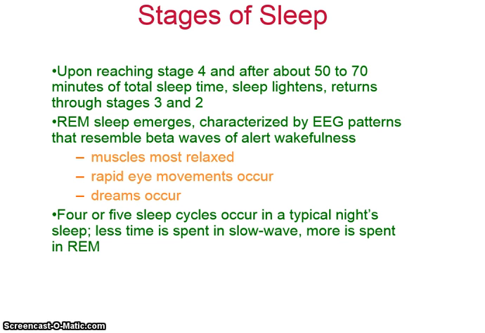So REM sleep emerges and is characterized by EEG patterns that resemble the beta waves of alert wakefulness. During REM sleep, our muscles are the most relaxed. Rapid eye movement occurs, and dreams also occur.